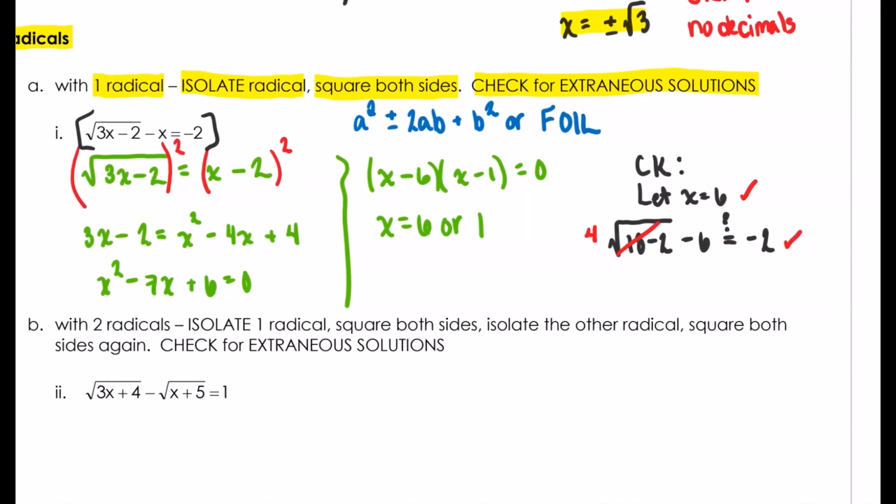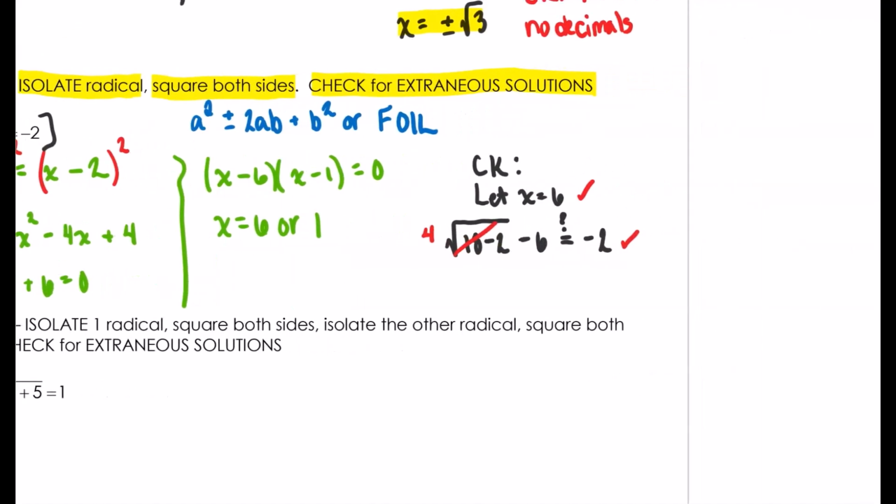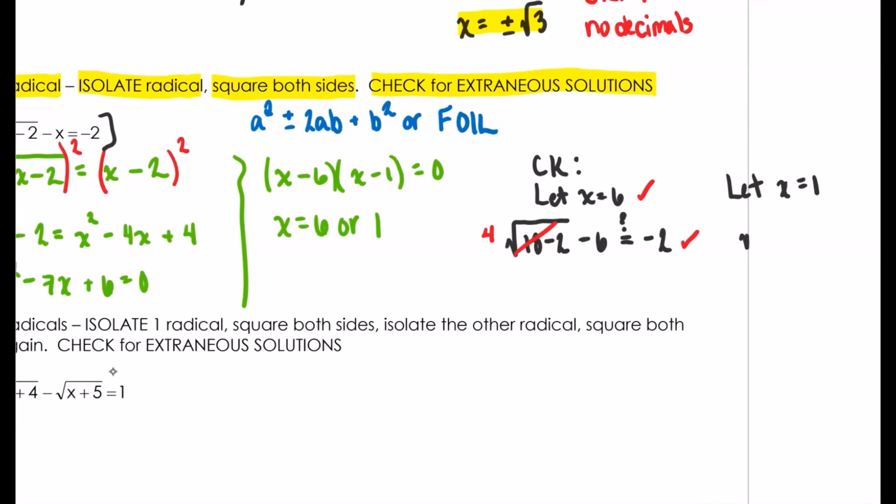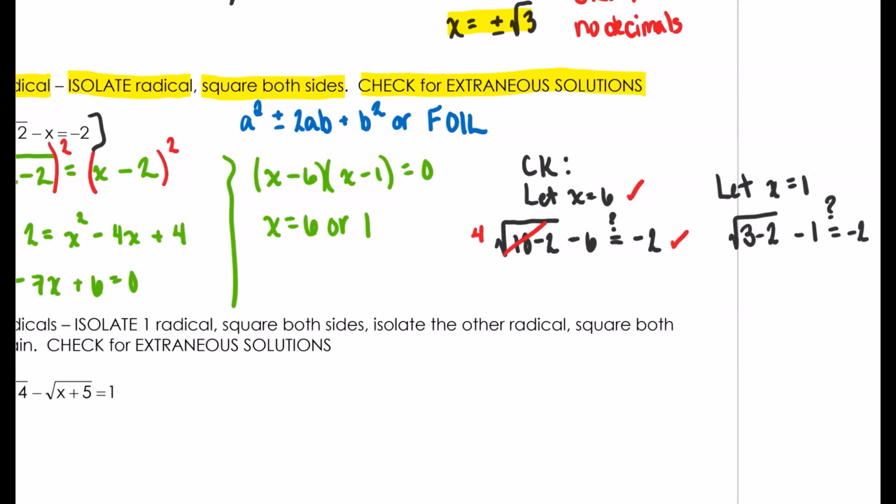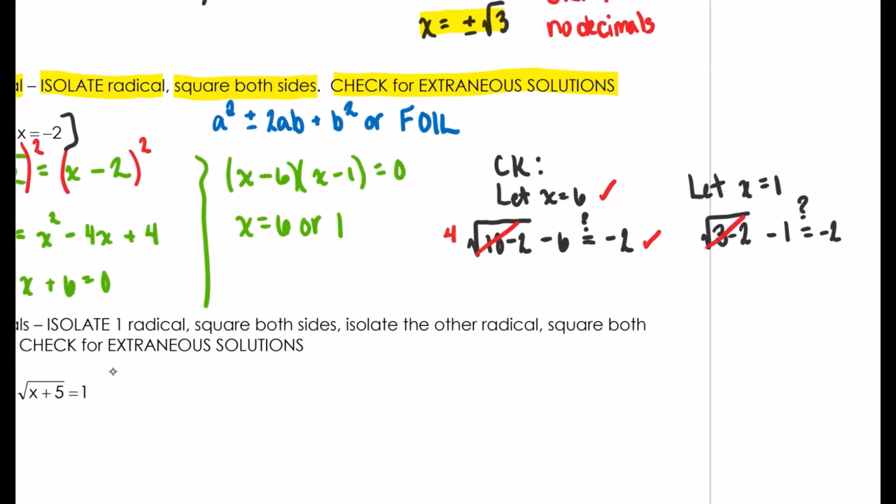All right, checking the next value here, I've got 1. So this time I've got the square root of 3 minus 2, minus 1. Is that going to equal negative 2? And the square root of 1 is just 1, and then 1 take away itself is 0. And so 1 is a fail. So here there's only the one solution, and that's at x equals 6.